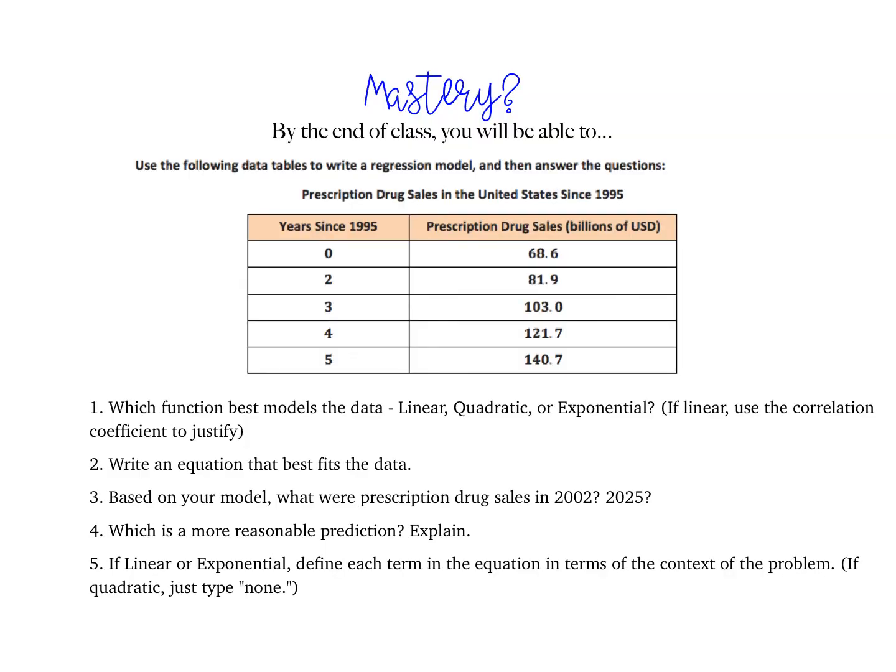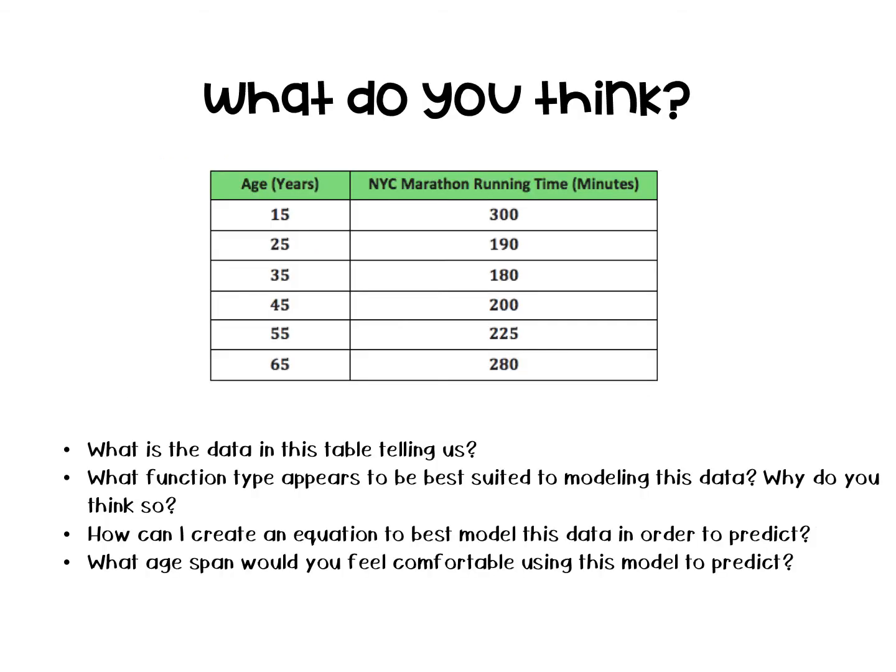So by the end of class, I should be able to give you a table with some real world data, and you should be able to answer questions like these. Alright, so this is actual data from the New York City Marathon, and these are the ages of the runners and their finishing times, and those are in minutes. So to find what they were in hours, we would just divide by 60. But I want you to just analyze this table and answer these 4 questions as much as you can.